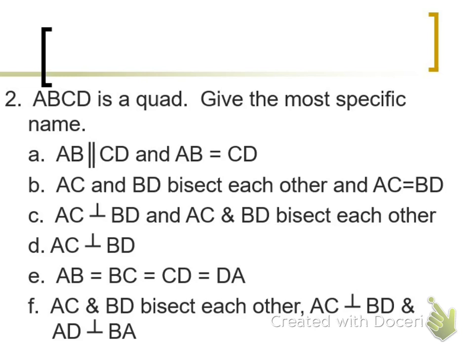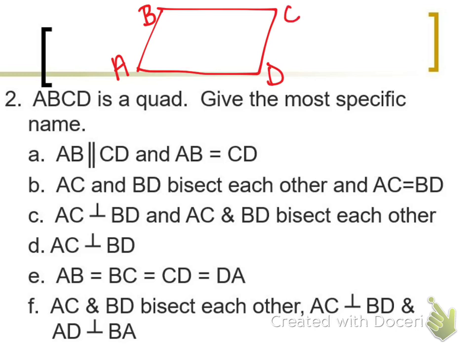Next one. Now we've got that AC and BD, remember, those were our diagonals. Our diagonals bisect each other. They're perpendicular to each other. And we also know that AD and BA are what? What's that last statement tell us? AD and BA are perpendicular. So that means this in here is a right angle.